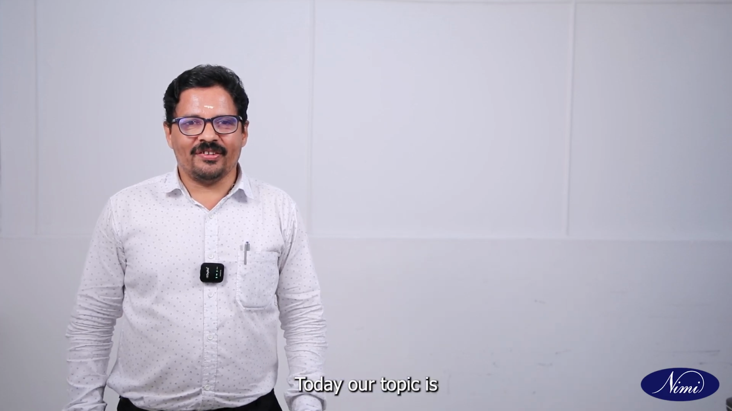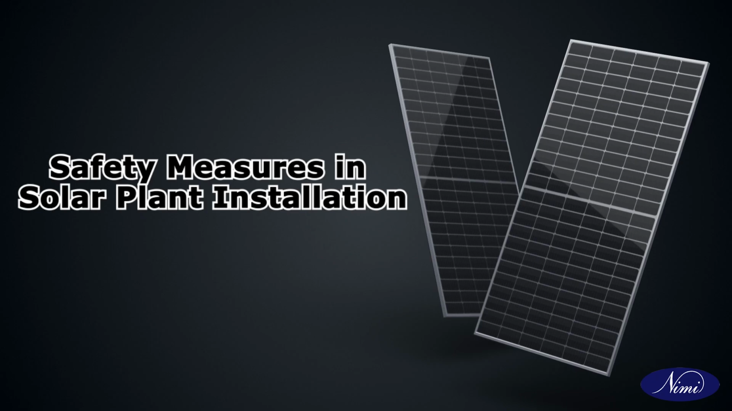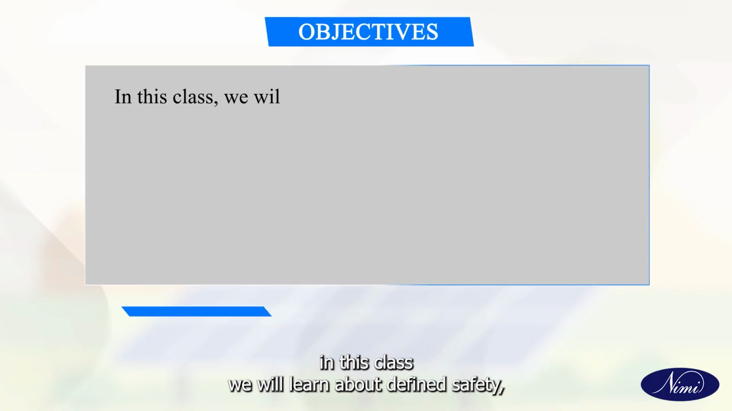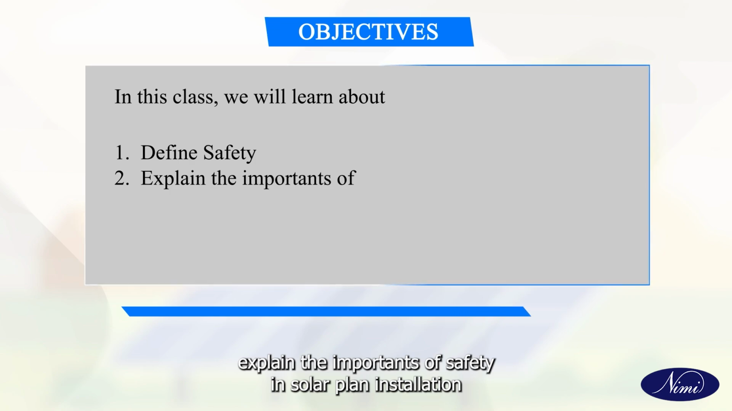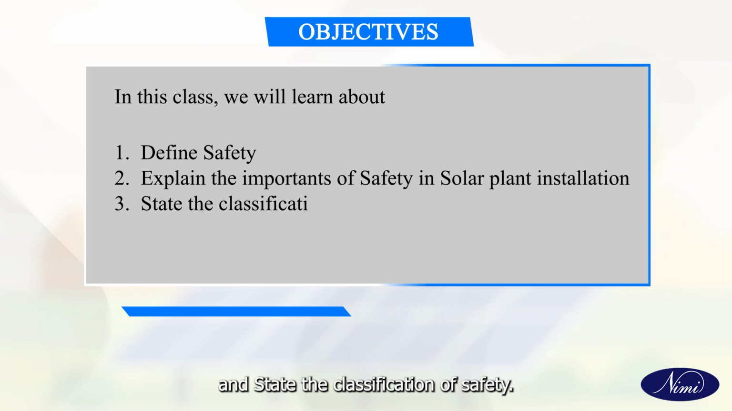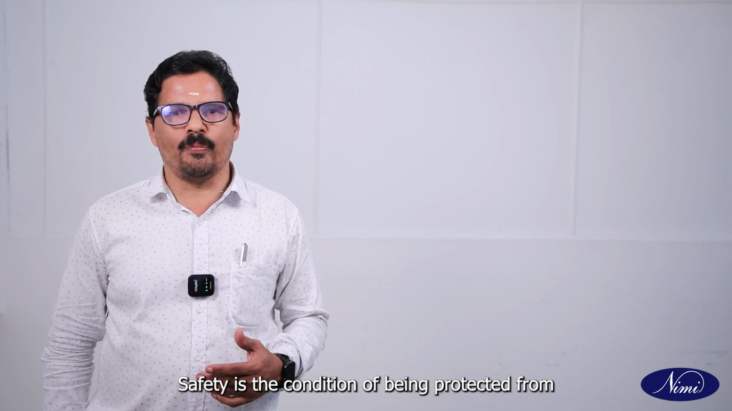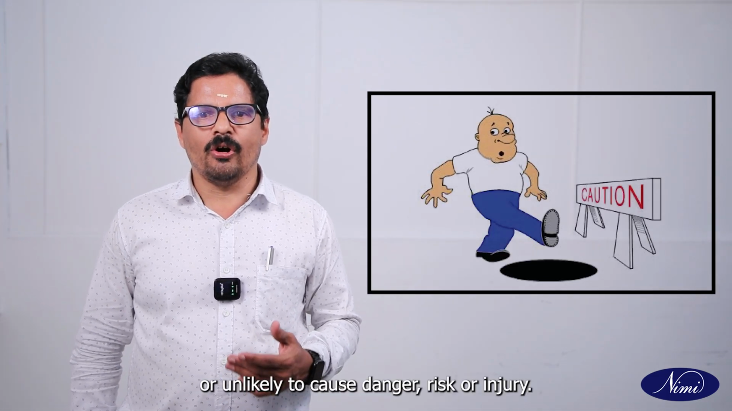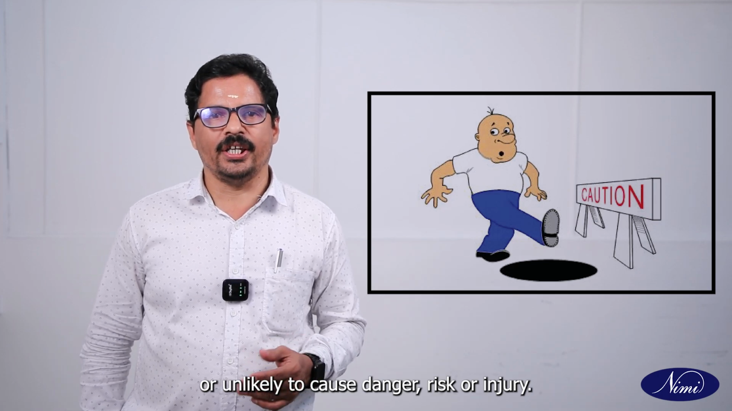Today our topic is safety. In this class we will learn to define safety, explain the importance of safety in solar plant installation and state the classification of safety. Now let us define safety. Safety is the condition of being protected from or unlikely to cause danger, risk or injury.